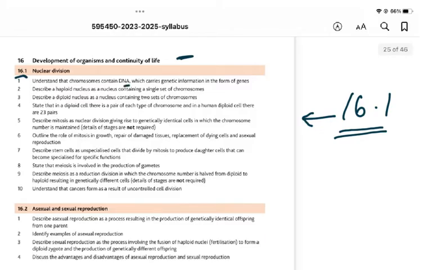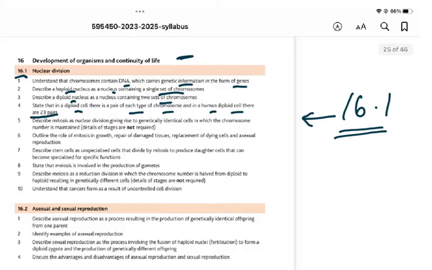Understand that chromosomes contain DNA which carries genetic information in the form of genes. Describe a haploid nucleus as a nucleus containing a single set of chromosomes. Describe a diploid nucleus, two sets of chromosomes. State that in a diploid cell there is a pair of each type of chromosome, and in a human diploid cell there are 23 pairs.